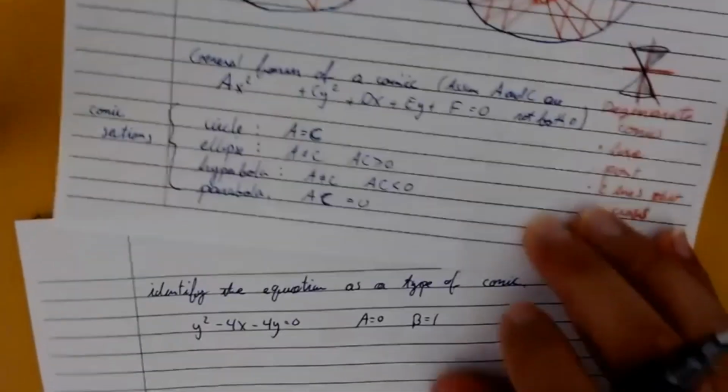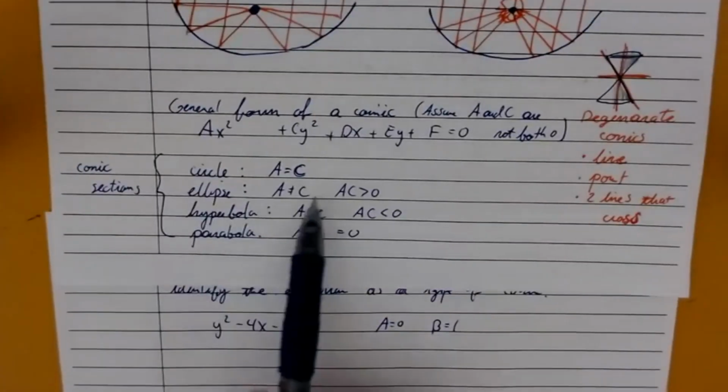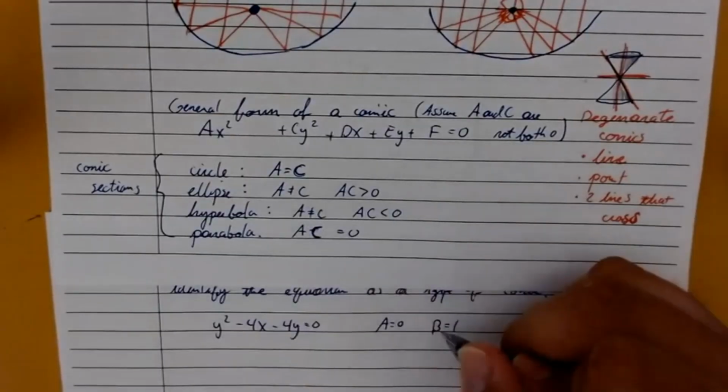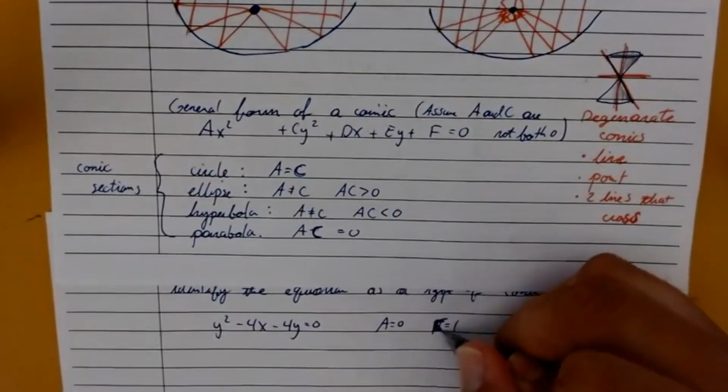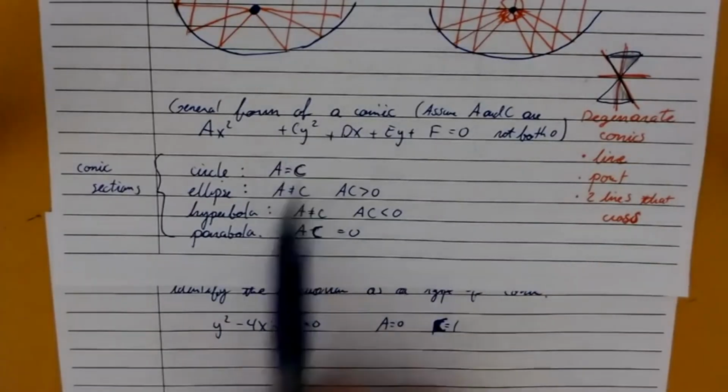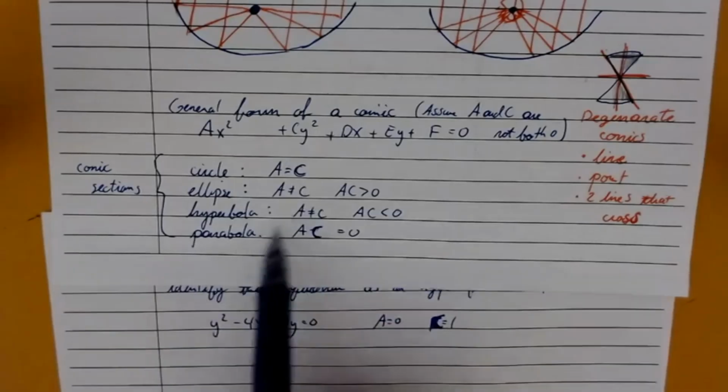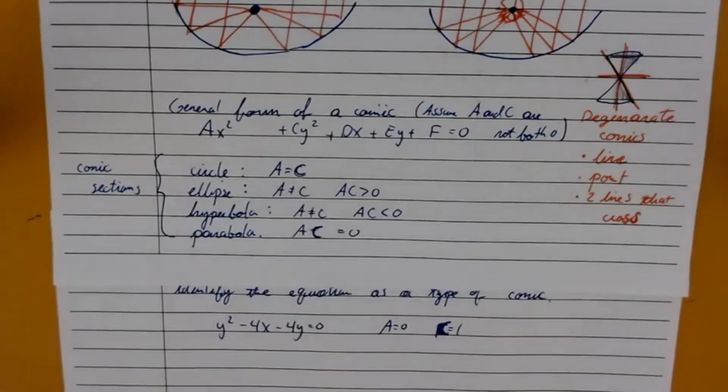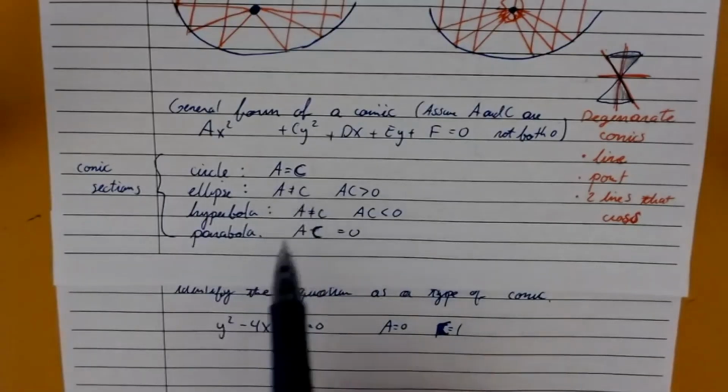Okay, all right, let's compare. What are the possibilities? Are a and c equal to each other? C is equal to 1, not b. C is the number in front of your y squared. Okay, all right, so now let's compare. Are a and c equal to each other? No, they're not. So it's not a circle. So it's got to be one of the other three.